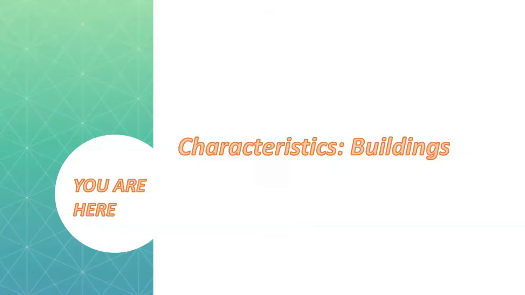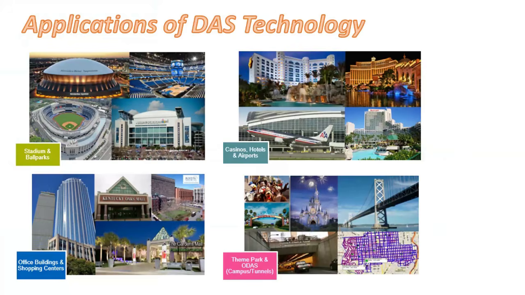Now let's talk about different characteristics of the building. We have seen different types of building where DAS can be utilized to improve coverage and capacity, like stadiums and ballparks, casinos, hotels, airports, office buildings, shopping centers, theme parks, right? So now let's talk about the characteristics of different kinds of buildings. Each building has a unique property. By knowing them, it will be very easy to design that particular venue.